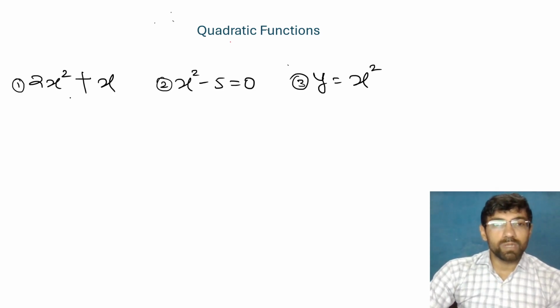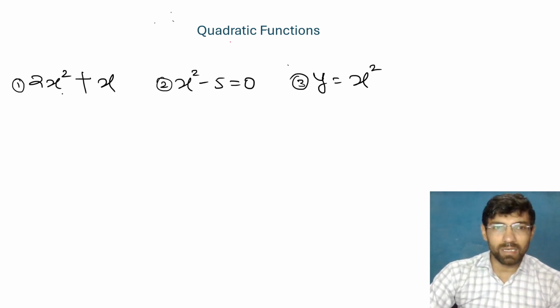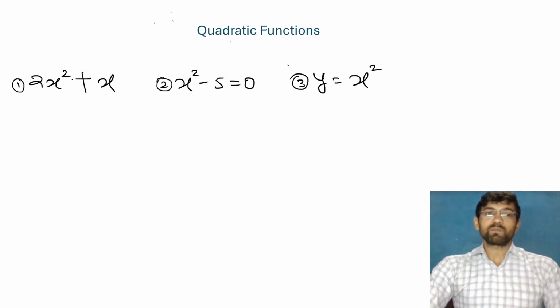So the first one, 2x square plus x, what we can call it? Is it a quadratic? First of all, it's a quadratic. So the highest power of the variable I can see here, x to the power 1. I have power 1, and here x square. So highest power is 2. So I will call it a quadratic.